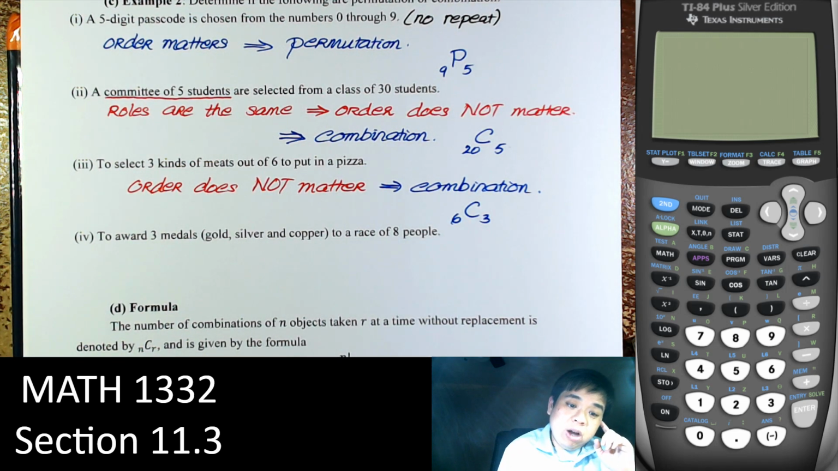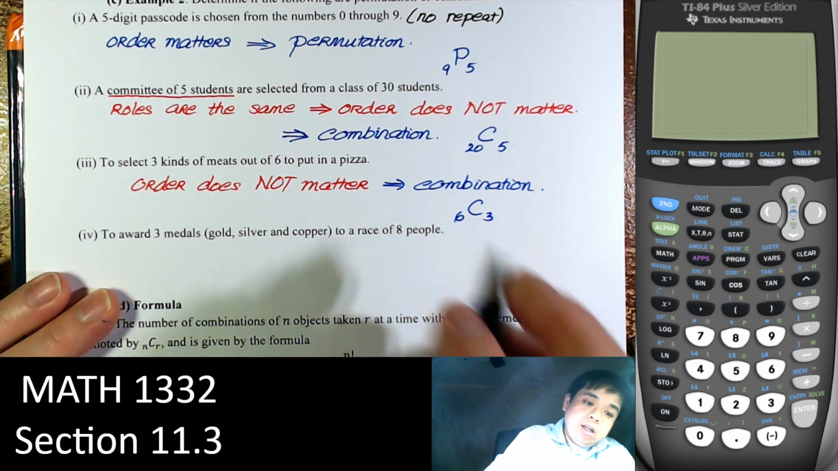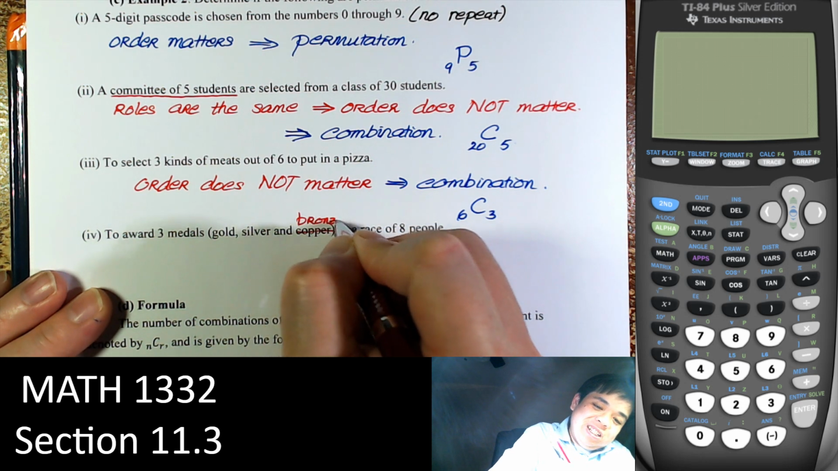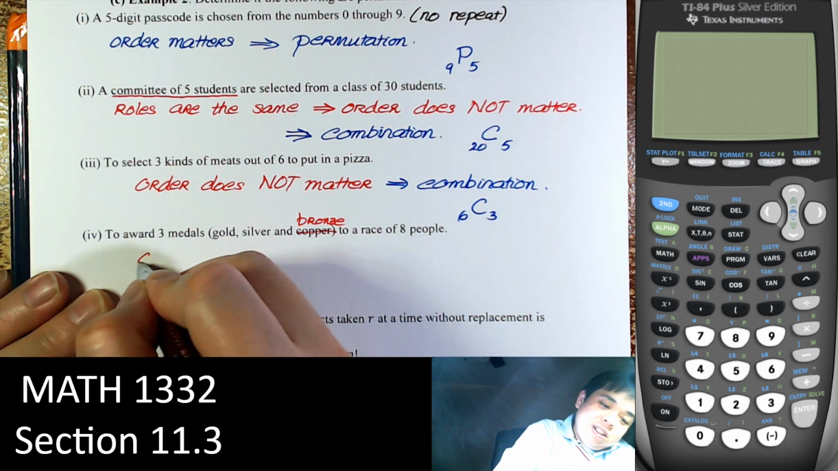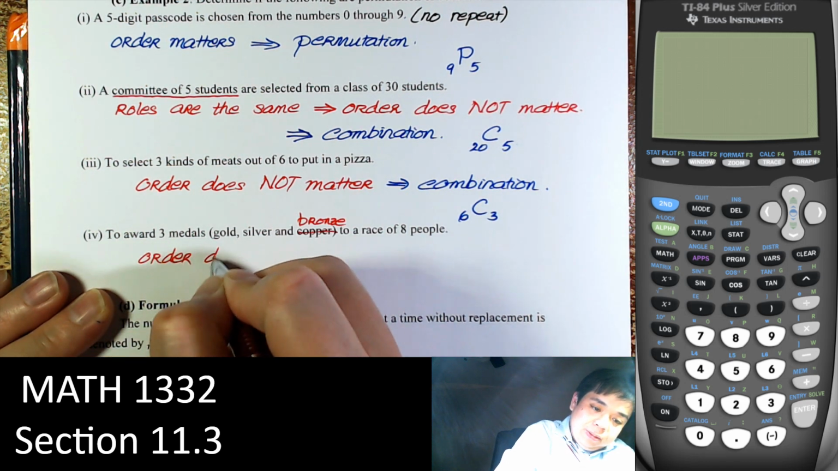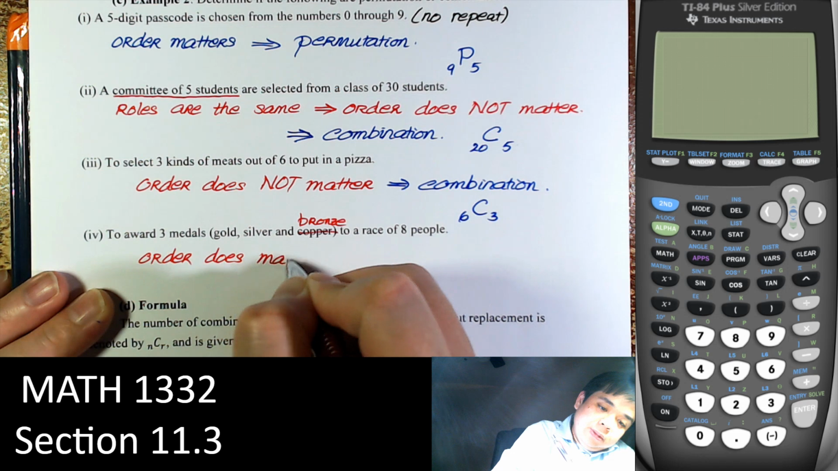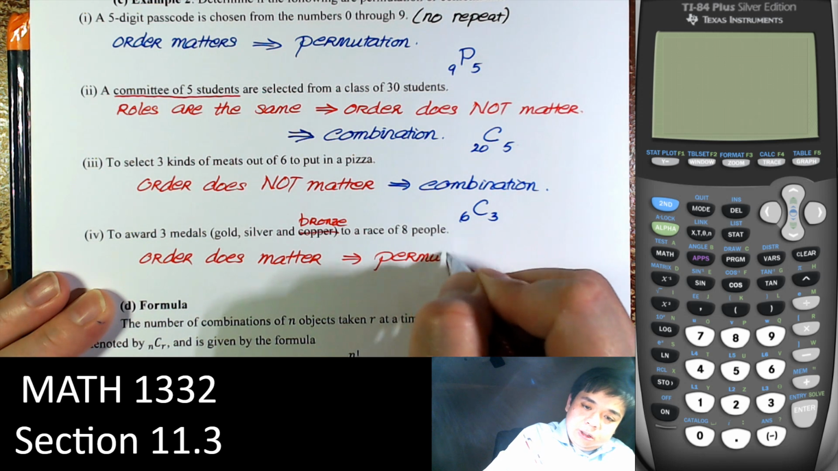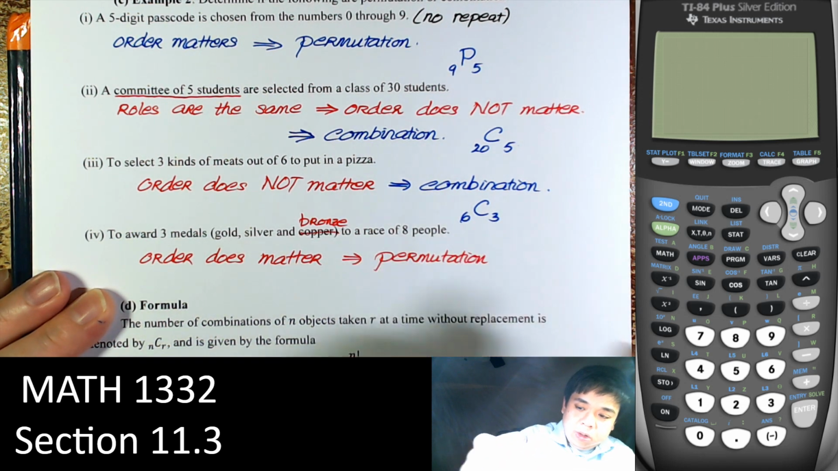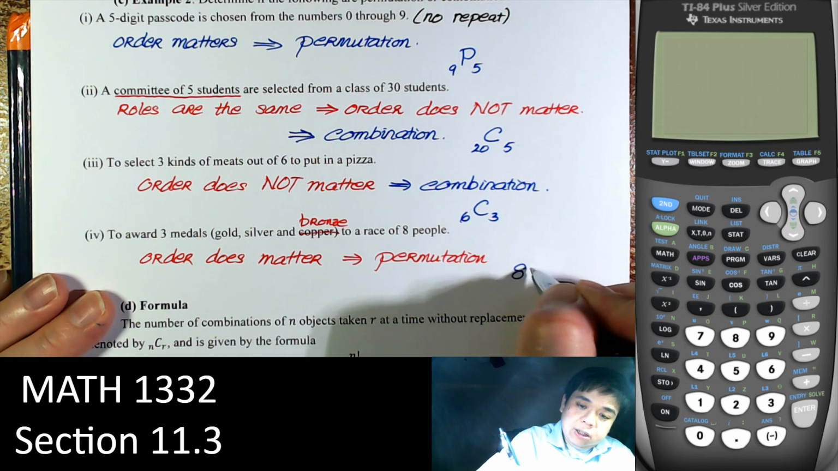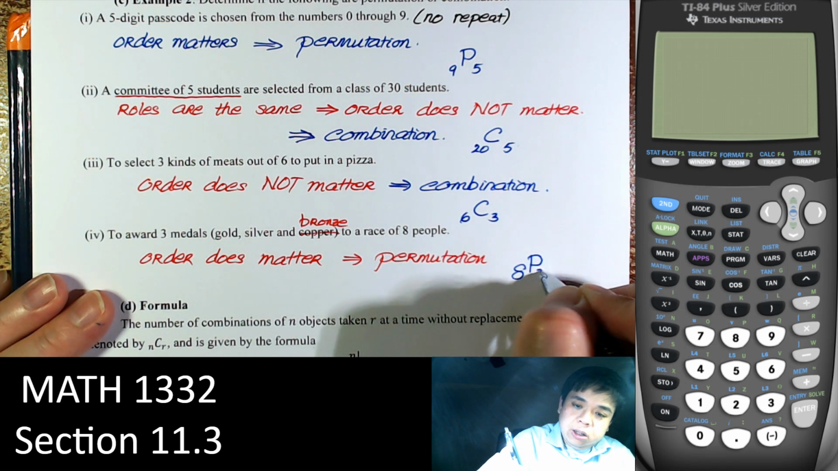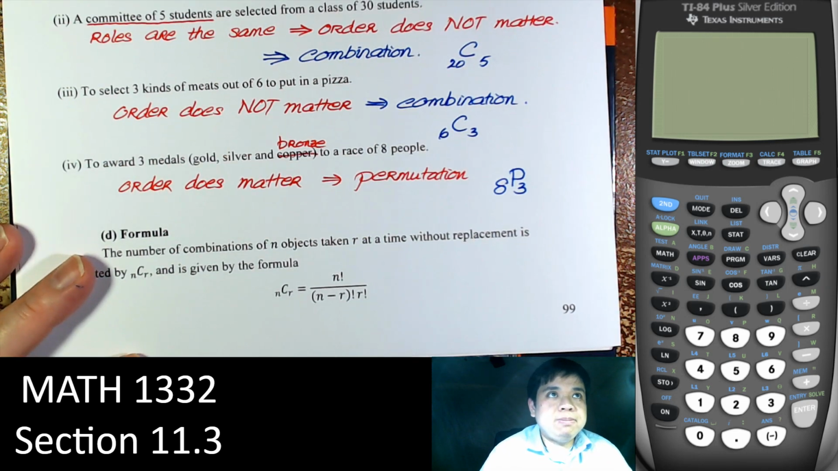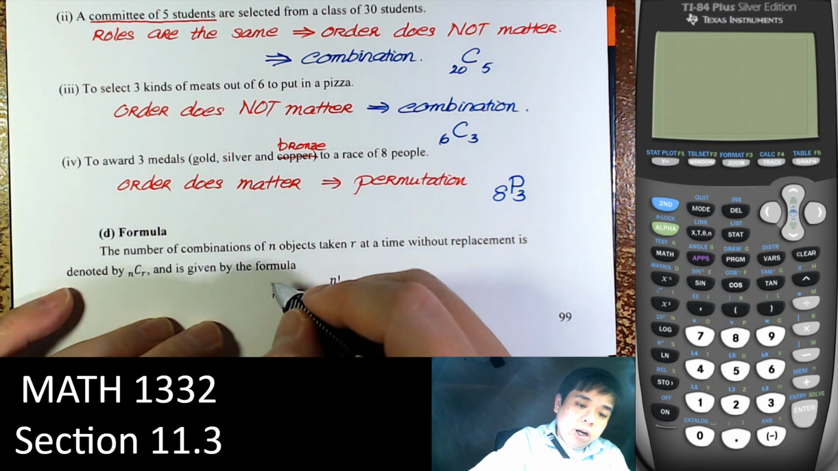Next, award 3 medals to a race of 8 people. In this case, definitely order does matter. It should be bronze, sorry. So order does matter. That's the permutation. So here we choose 3 people out of 8 to have a certain order. Now, the formula for combination is this.